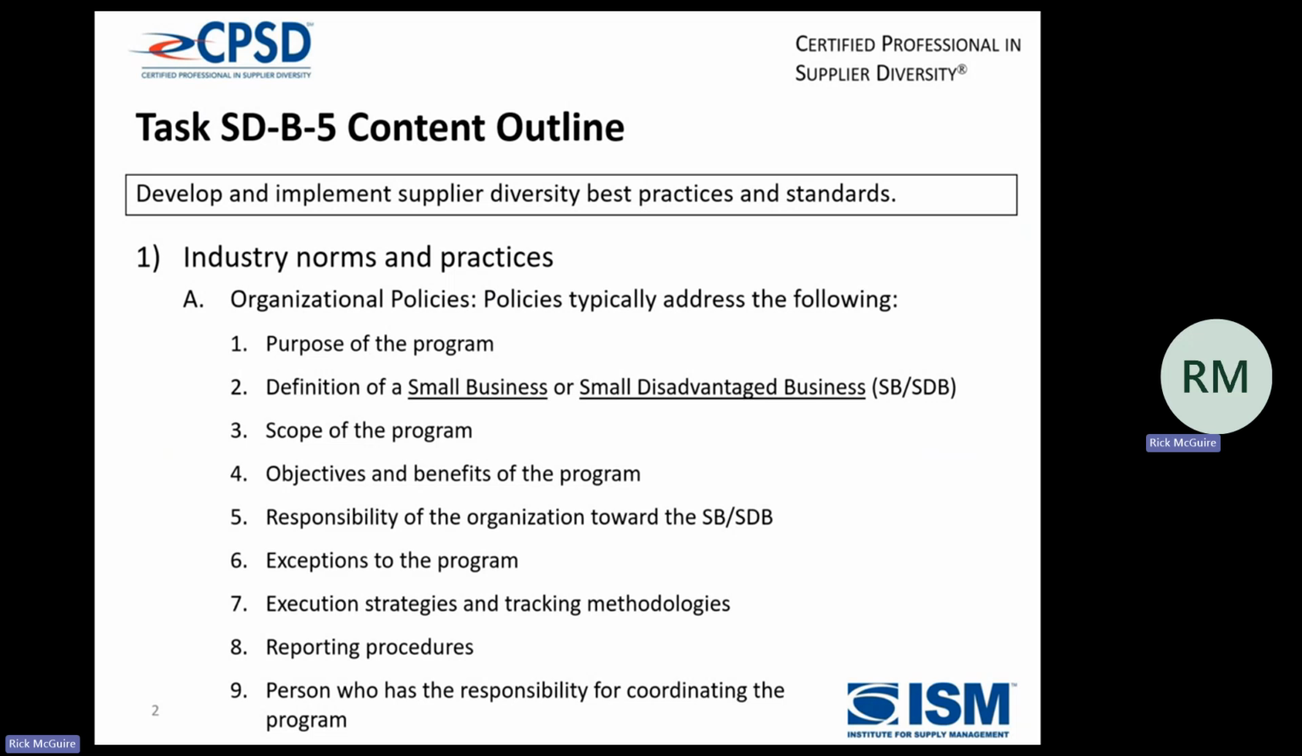So, industry norms. Organizational policies typically address the following things: purpose of the program, definition of a small business according to your organization, scope of the program, objectives and benefits, responsibilities of the organization, exceptions to the program, execution strategies, tracking methodologies, reporting procedures, and persons who have the responsibility for coordinating the program.